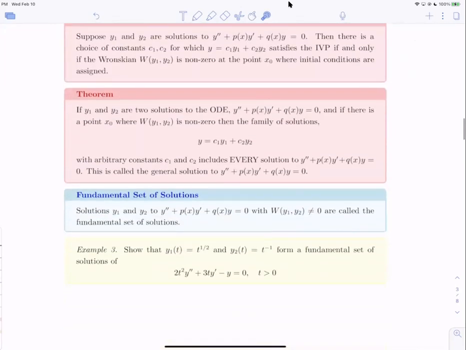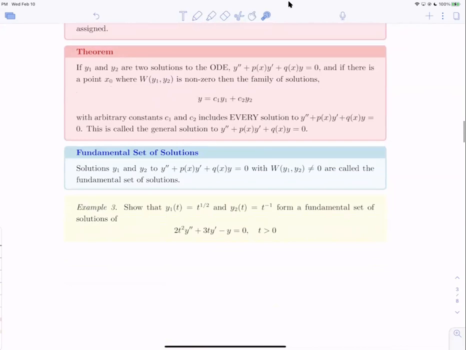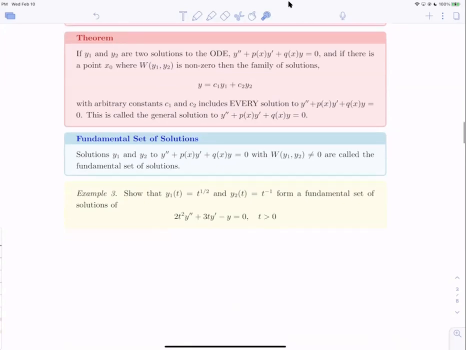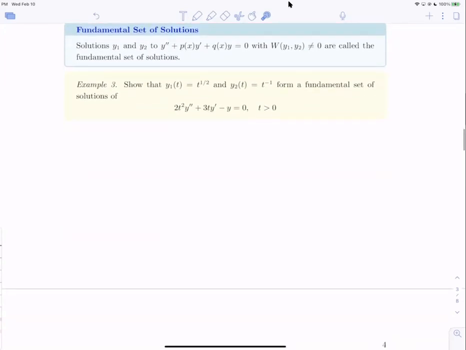Anyway, we call those a fundamental set of solutions. Yeah, that's just a definition. So if this is non-zero, then we call your y1 and y2 a fundamental set of solutions. So now I want you to show that y1 and y2 form a fundamental set of solutions of this.